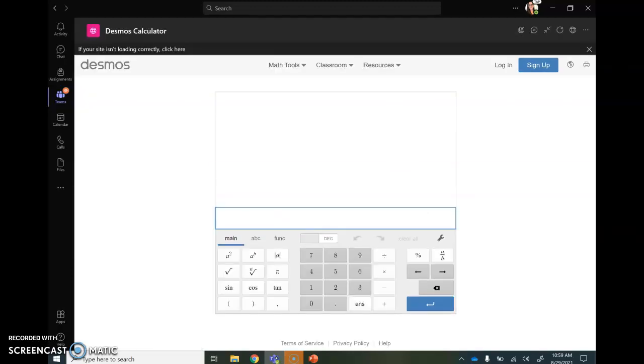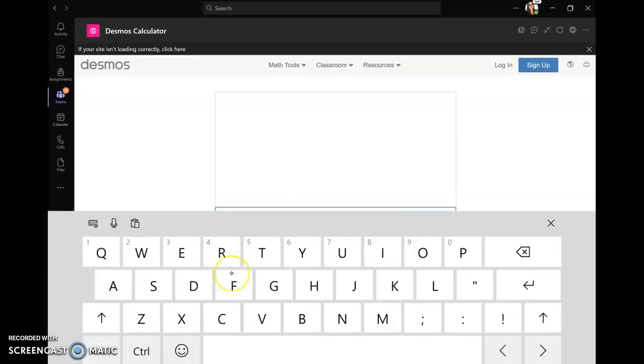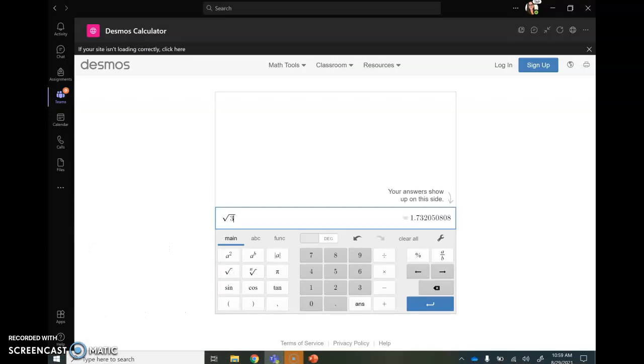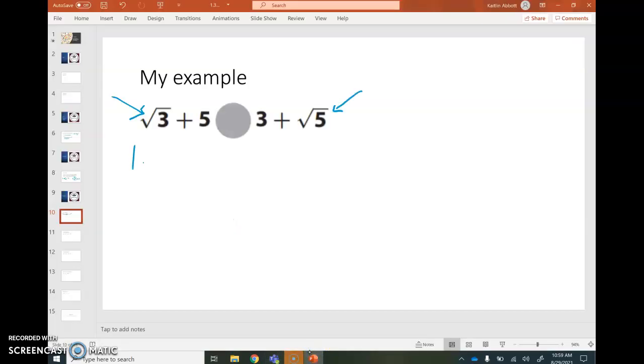There you go. So I need the square root of 3. Gives me that answer right there. So I'm just going to take it to the tenths place. So it's going to be 1.7. So I'm going to write 1.7, bring down this plus 5. And so now I have 5 plus 1 is 6.7. Bring down that big circle.